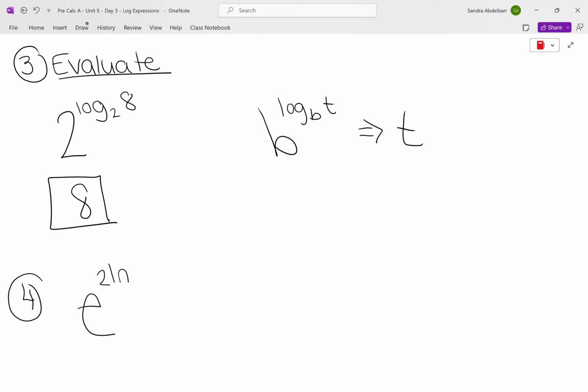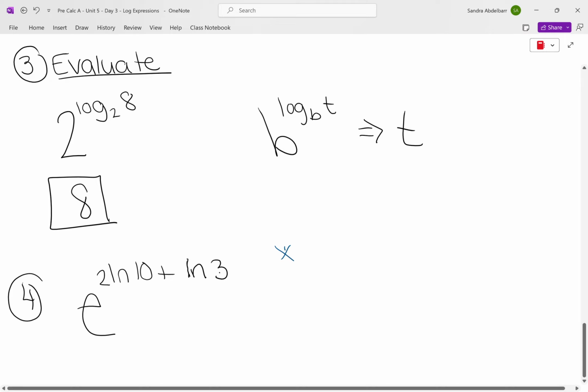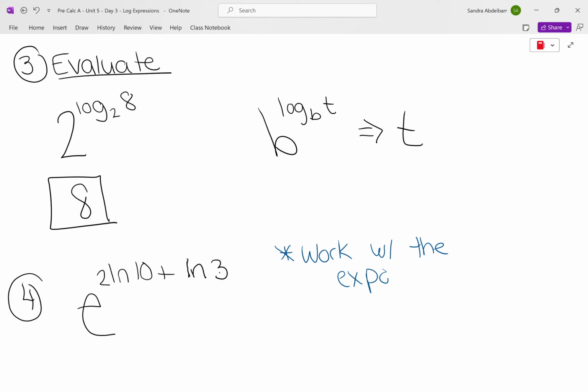Right. So I'm going to make it look a little bit more intimidating. E raised to the ln of 10 plus the ln of 3. Sorry, I got messed up. 2 to the ln of 10 plus the ln of 3. My advice here is work with the exponent first.